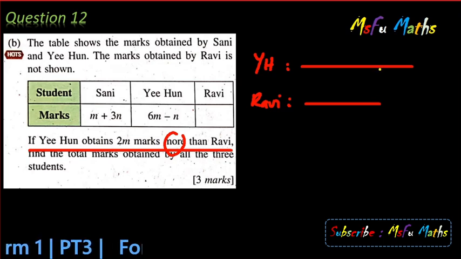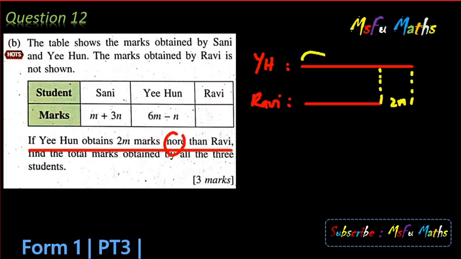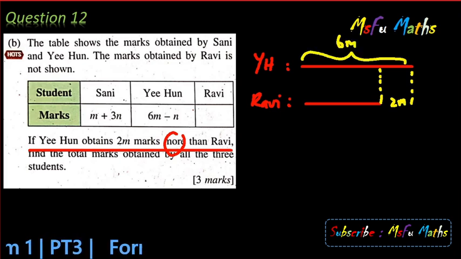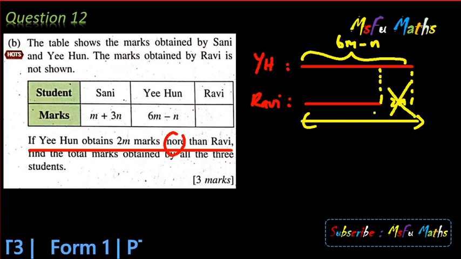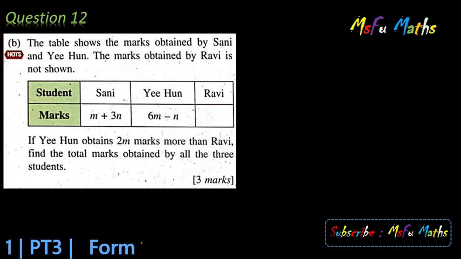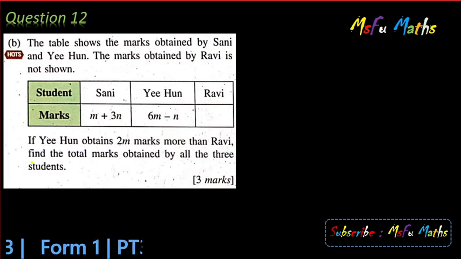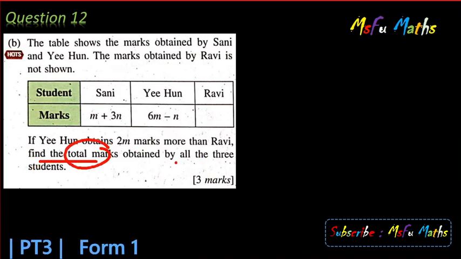And this part here, this is 2M. Total here for Yihun is 6M minus N. So to get Ravi, you take the total 6M minus N and you take away these. So you should get Ravi's mark. But what is the question actually? You need to find the total marks obtained by all the 3 students here. So no choice, we have to find Ravi.